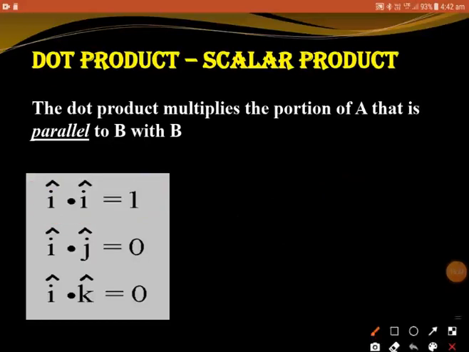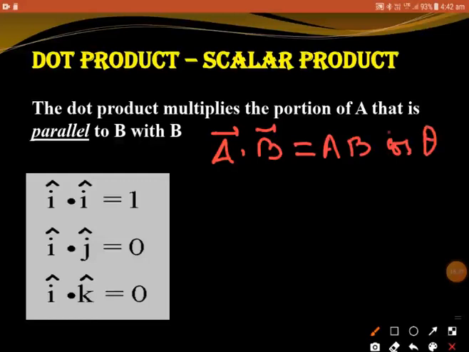Now if you want to represent the scalar product of two vectors, then we call it the dot product. What is meant by dot product? If you are going to represent the dot product of two vectors, say a and b, so a vector dot b vector will be equal to what? Magnitude of a times the magnitude of b times the cosine of the smaller angle between them. Cosine of the smaller angle between them.